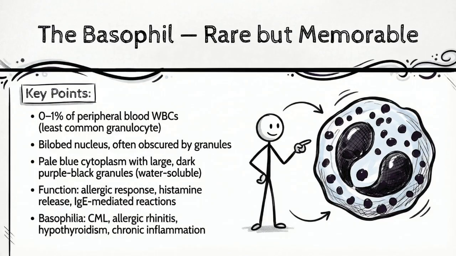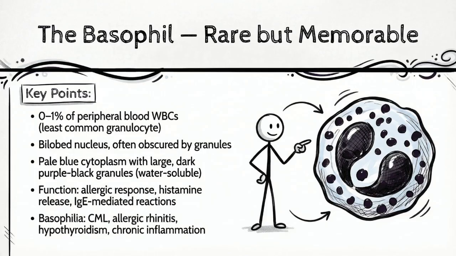Their prominent granules contain potent mediators such as histamine, which contributes to allergic inflammation, and heparin, an anticoagulant that helps maintain blood flow at sites of inflammation. Basophilia, an elevated basophil count, is classically associated with chronic myeloid leukemia, CML, which is actually one of the diagnostic clues for that disease.